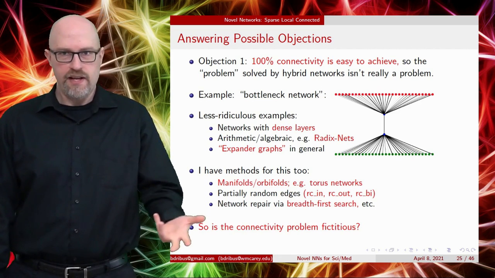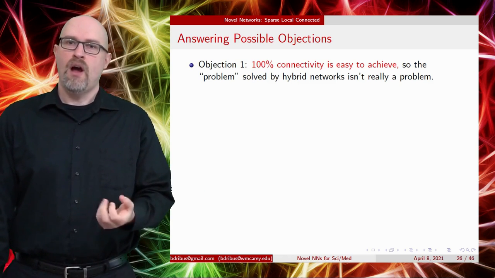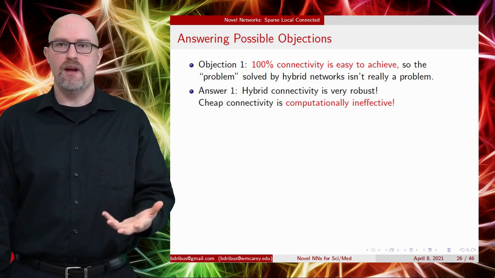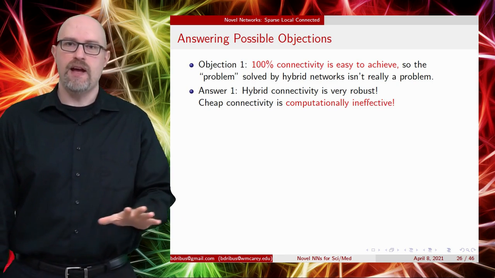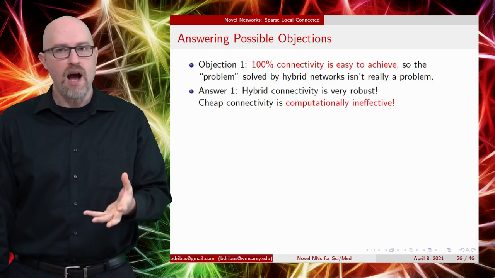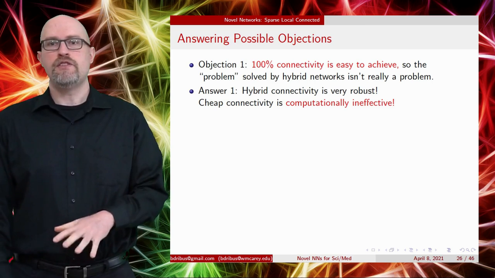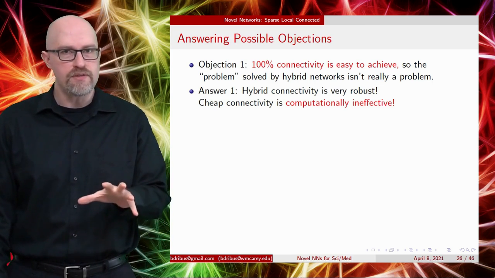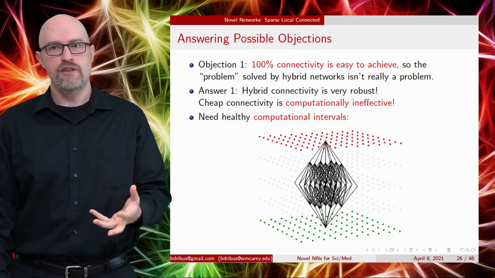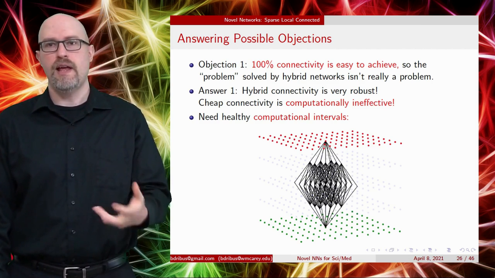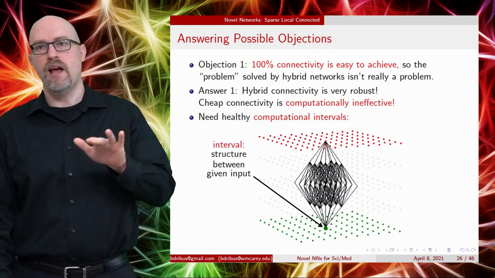After all this, it's natural to wonder if the network connectivity problem as I presented it is real or fictitious. The answer is that the novel hybrid network architectures I've been showing you are much more robustly connected than most of the architectures I just mentioned. Cheap connectivity is computationally ineffective. What we really need is many complementary reinforcing paths between typical input-output pairs. The totality of such paths is called the computational interval between the two nodes. It plays the same role as an Alexandrov neighborhood in relativity or causal set theory. It's called an interval because it consists of all the structure between the input node and the output node.